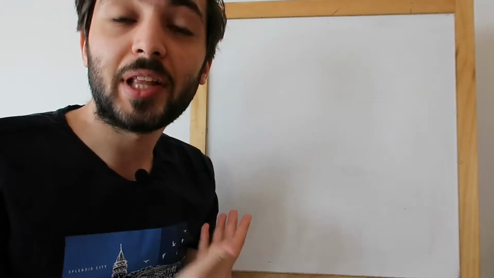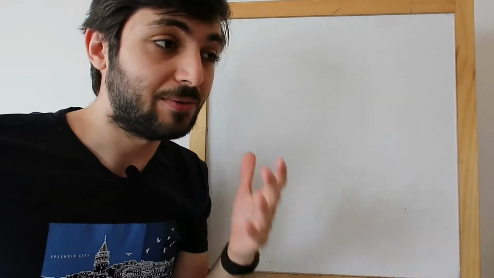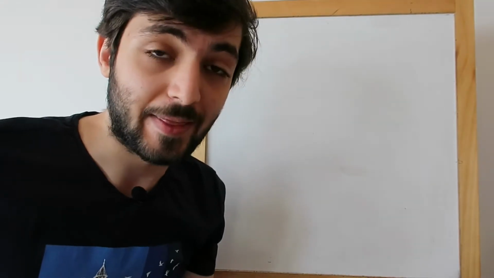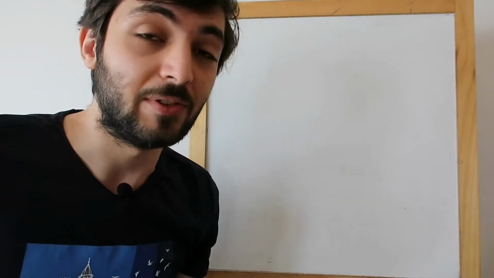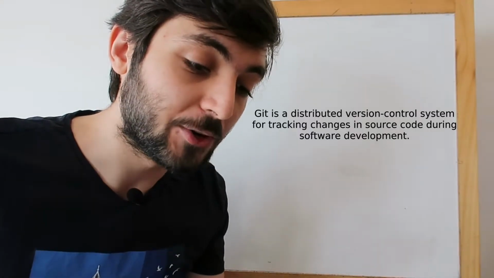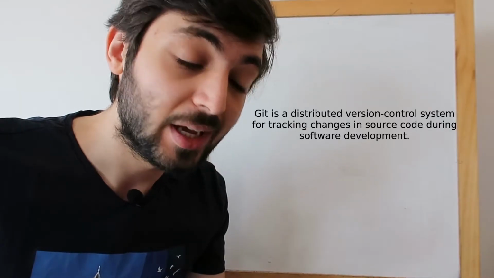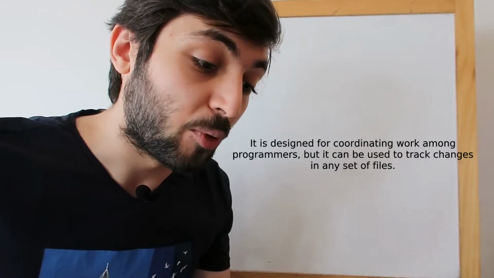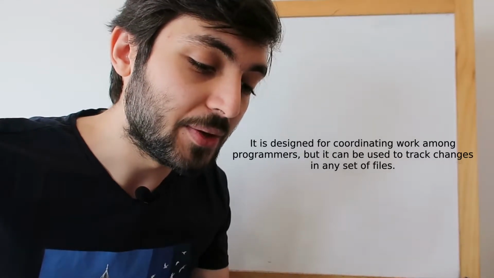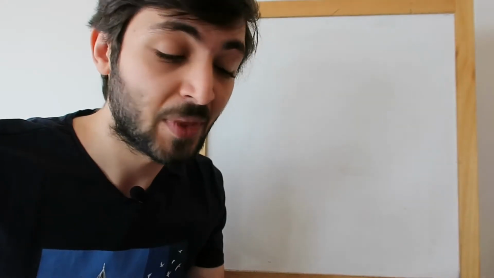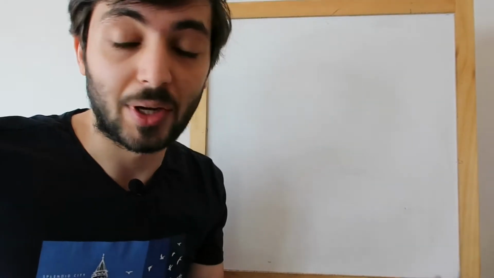So now we are at the whiteboard and we want to talk about the concepts of Git. First, let me just read the definition of Git on Google, and then we will explain it and do some lovely drawings on the whiteboard. So Git is a distributed version control system for tracking changes in source code during software development. It is designed for coordinating work among programmers, but it can be used to track changes in any set of files, etc. So these are a lot of words to understand.